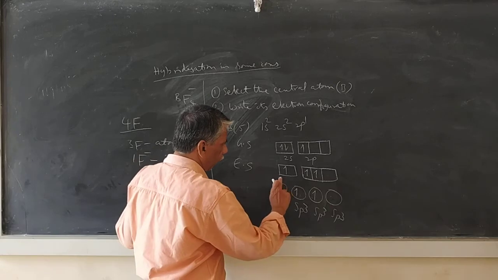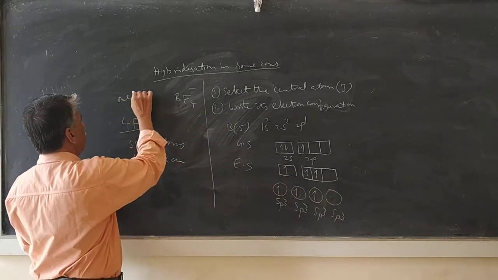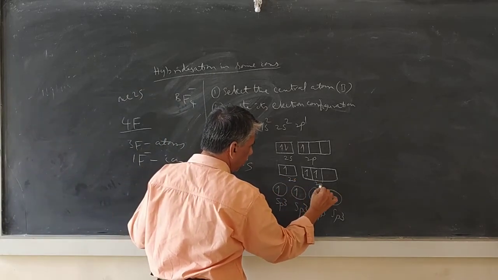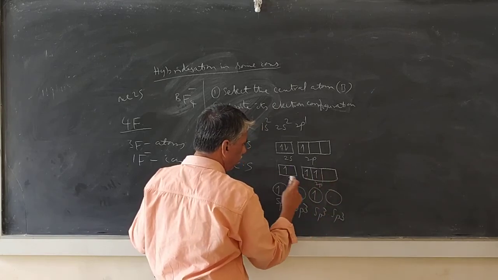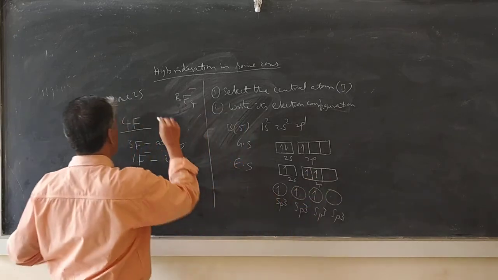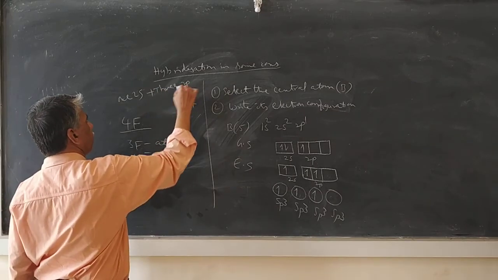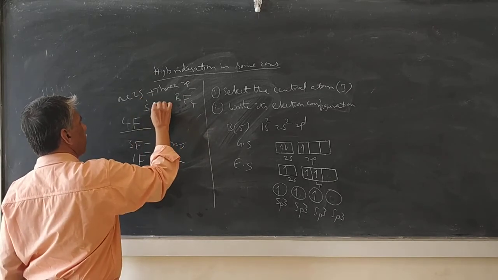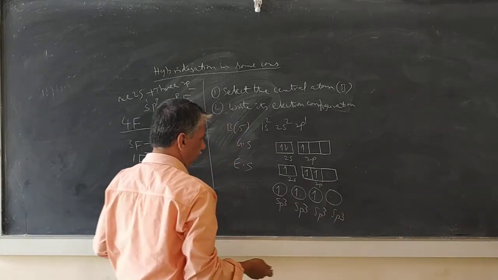How do you get sp3? I told you, one 2s is combining with three 2p's. So what are we getting here? S1 P3. Therefore, it is the sp3 hybridization.